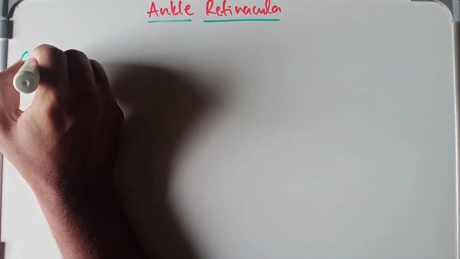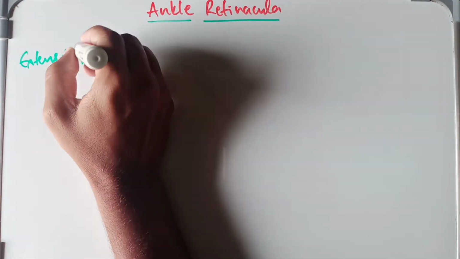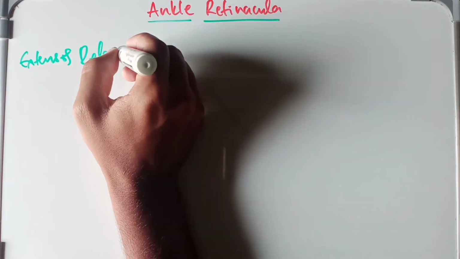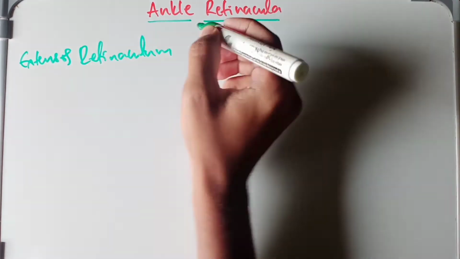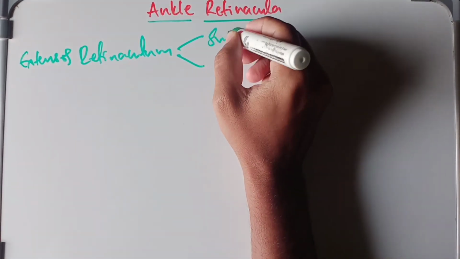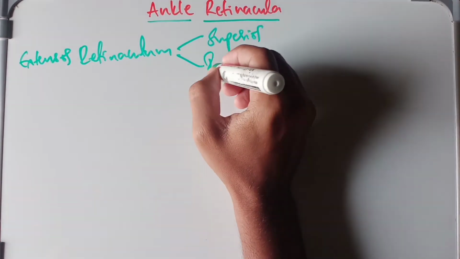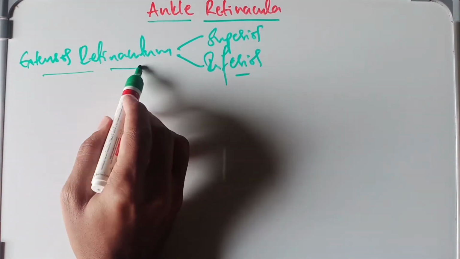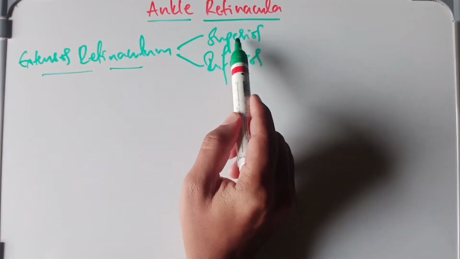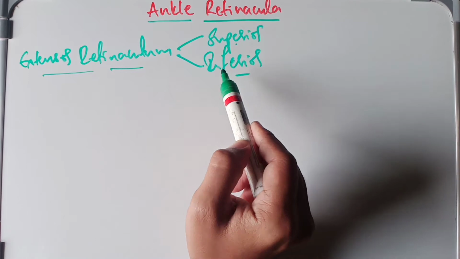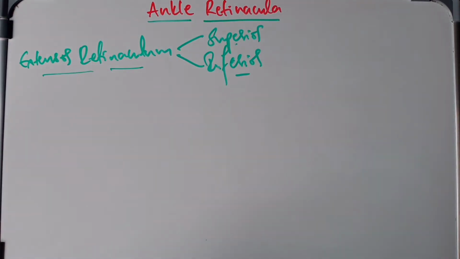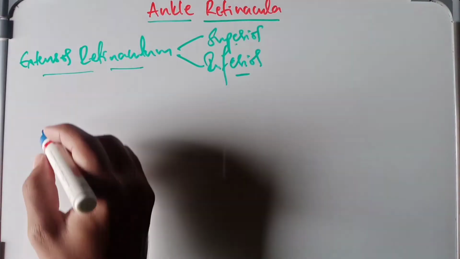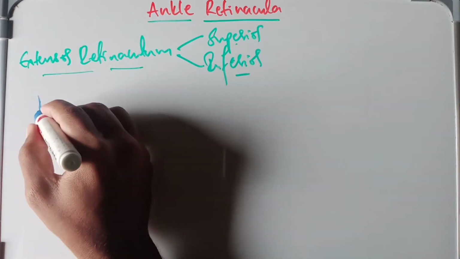So we have the extensor retinaculum, we have the superior as well as the inferior one. So when it comes to the extensor retinaculum in front of the ankle, we have the superior extensor retinaculum as well as the inferior extensor retinaculum. So how are they basically situated in front of the leg and dorsum of the foot? You can see.